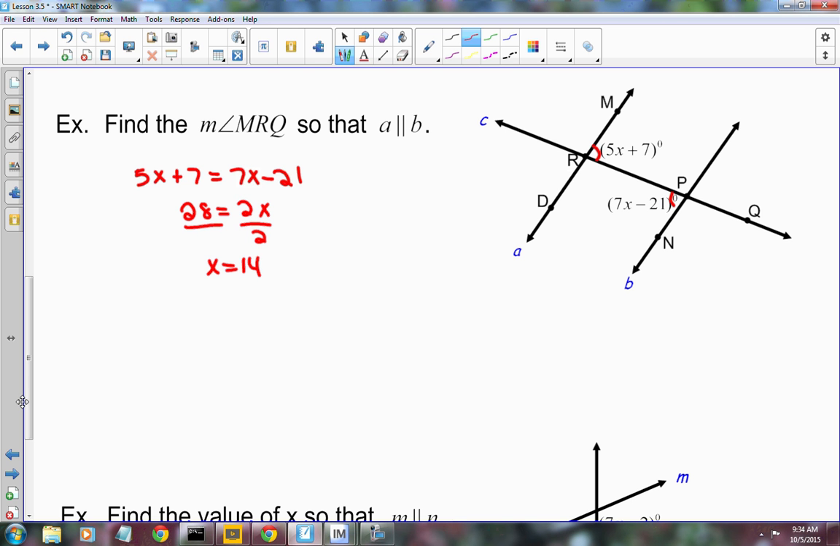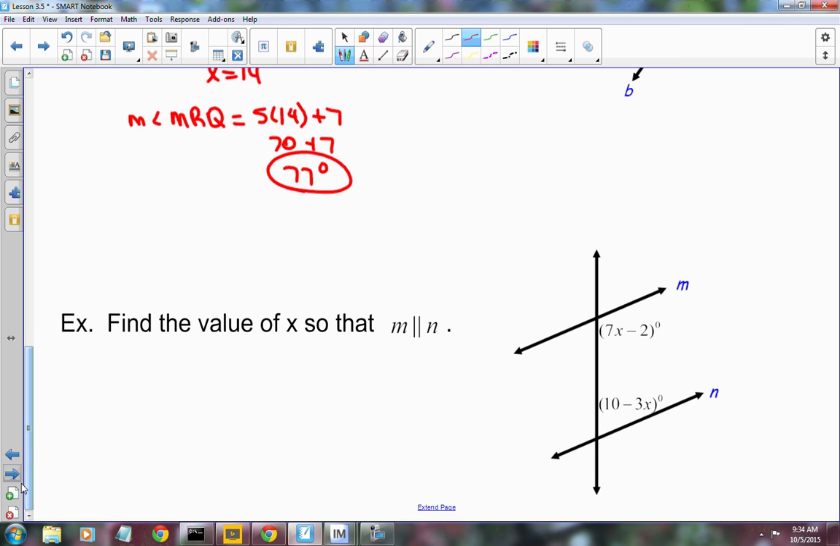Am I done? No, it's asking for MRQ, right? So I had to go back and plug it in for angle MRQ, which is 5x plus 7. So I'm going to do 5 times 14 plus 7. 5 times 14 is 70 plus 7, which is 77 degrees for MRQ. Any questions on what I did there?